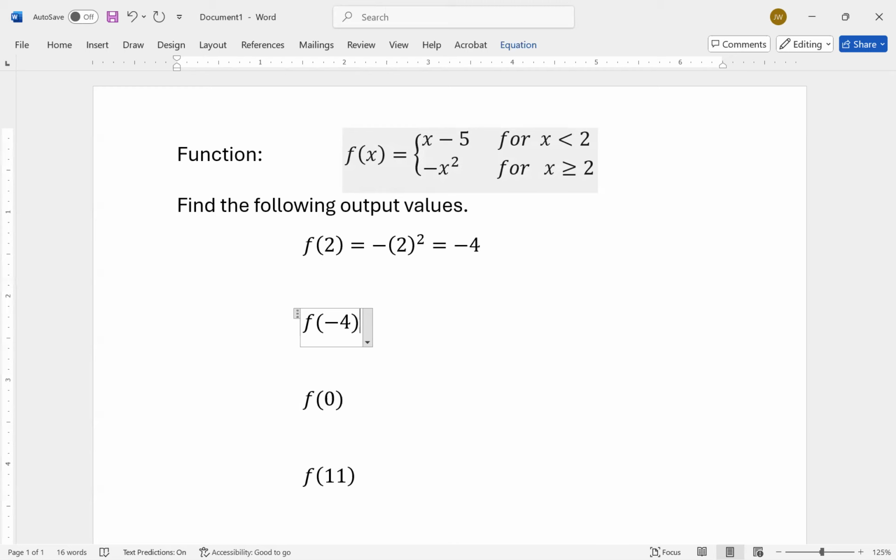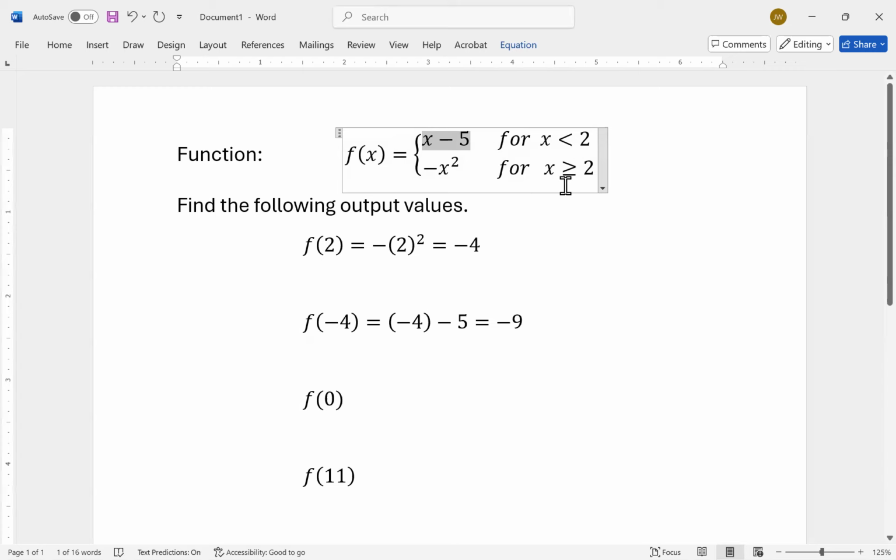When I plug in -4, well, -4 is on the part of the domain where x is less than 2. So in that case, I'll use x minus 5 as my expression to plug in. Therefore, I'd put in -4 minus 5. So my output in that case would be -9. So whenever an x value input is less than 2, I use x minus 5. Whenever my x value is greater than or equal to 2, I use negative x squared.